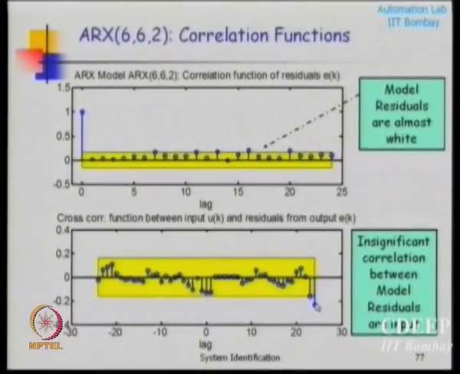But there are some issues. I'll talk about those issues. It's not exactly white, but it's almost white. There seems to be some small correlation left between YK and EK, UK and EK. But I am willing to live with this model. Will the error increase? No, there are issues.